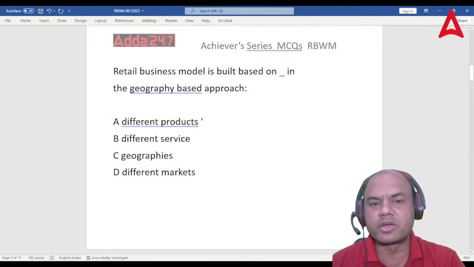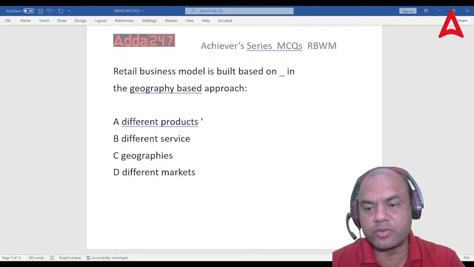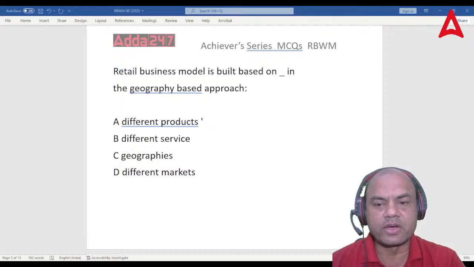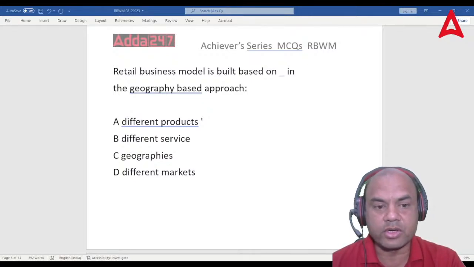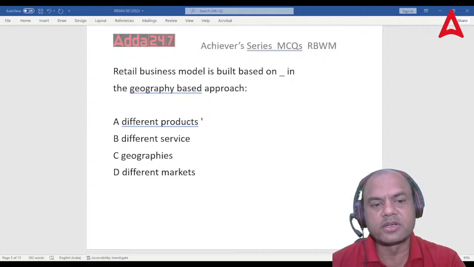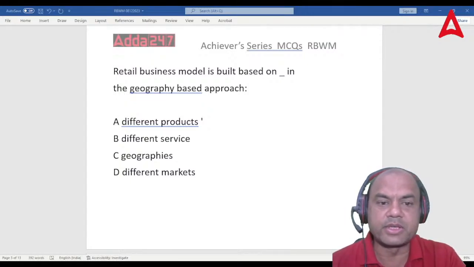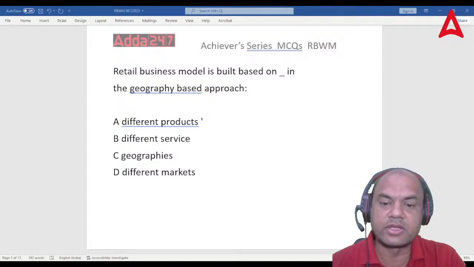A retail business model is based on dash in geography based approach. What can be the answer over here? Think over it, everyone. A retail business model is based on what? Different products, different services, geographies, different markets. So it is based on dash in geography based approach. Now this dash you have to fill in.